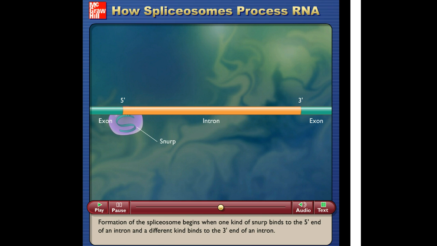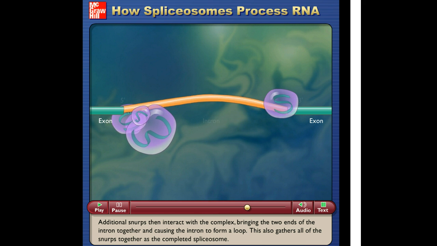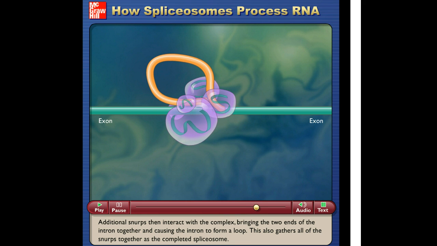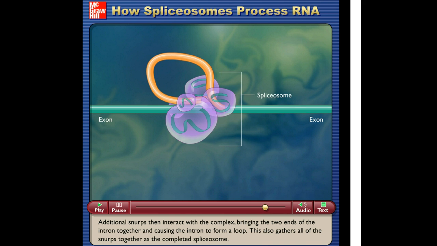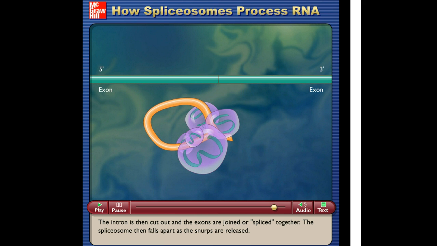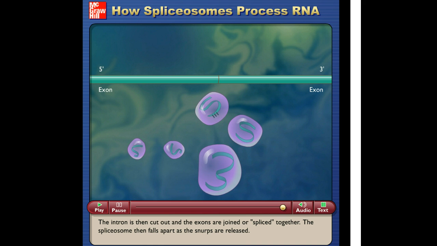Formation of the spliceosome begins when one kind of SNRP binds to the 5' end of an intron, and a different kind binds to the 3' end of an intron. Additional SNRPs then interact with the complex, bringing the two ends of the intron together and causing the intron to form a loop. This also gathers all of the SNRPs together as the completed spliceosome. The intron is then cut out and the exons are joined or spliced together. The spliceosome then falls apart as the SNRPs are released.